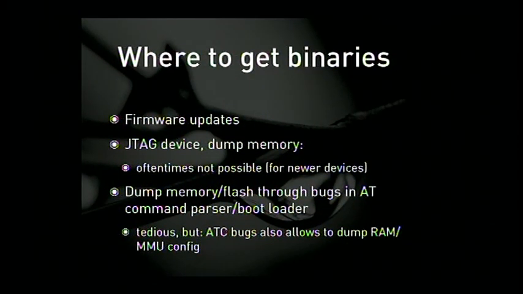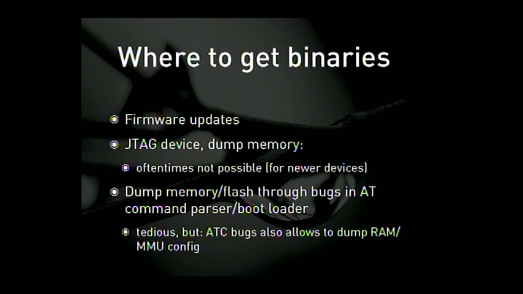So one of the sources for the binaries, of course, is firmware updates. The other option is, if you are lucky, you can attach a JTAG interface to your phone and not brick it. And in that case, you might be able to dump the memory, the flash memory, and sometimes the RAM. However, this oftentimes is not possible for newer phones. There's an exception. HTC phones seem to be very nice for JTAGing.